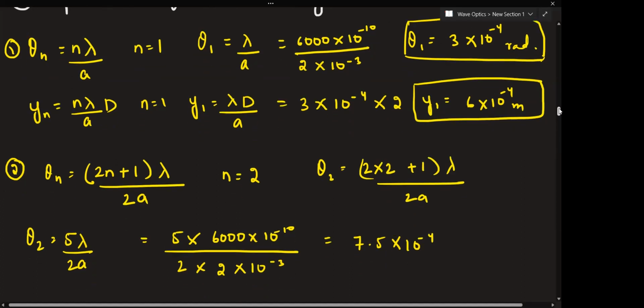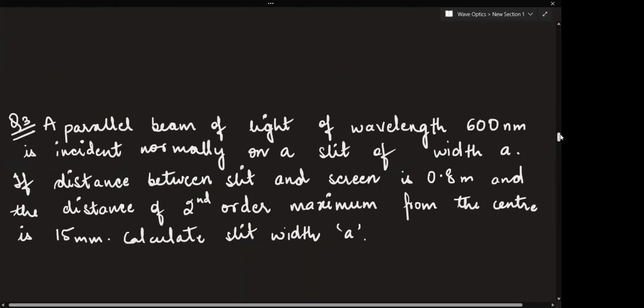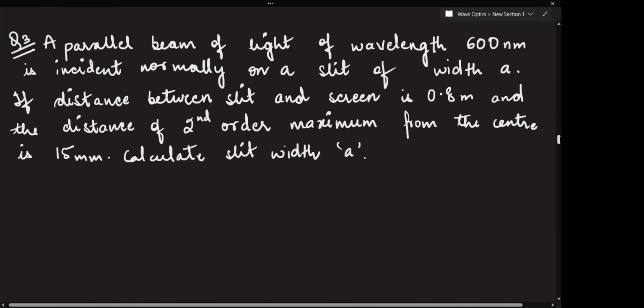Yes, ma'am. Now, let's see another numerical, one last numerical based on this concept only: how to calculate minima and maxima. A parallel beam of light of wavelength 600 nanometer is incident normally on a slit of width a. We don't have the value of a, we have to calculate the slit width. The distance between slit and screen is given as 0.8 meter, and the distance of the second order maximum from the central maximum is given as 15 millimeters.